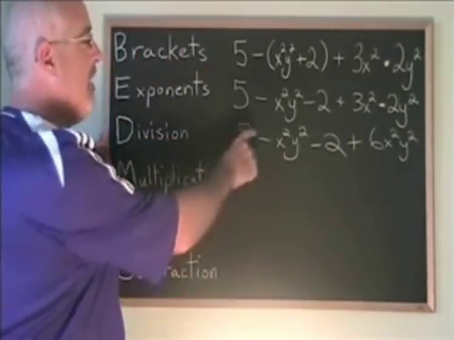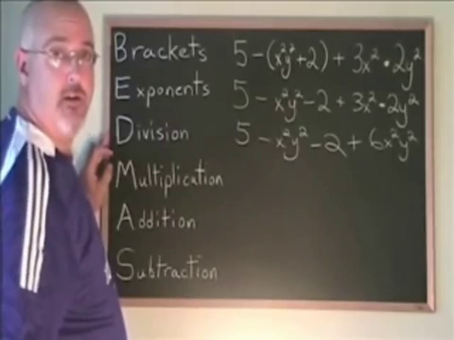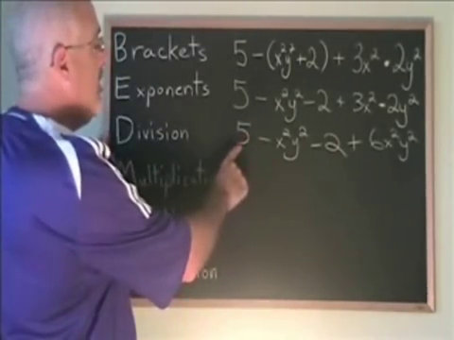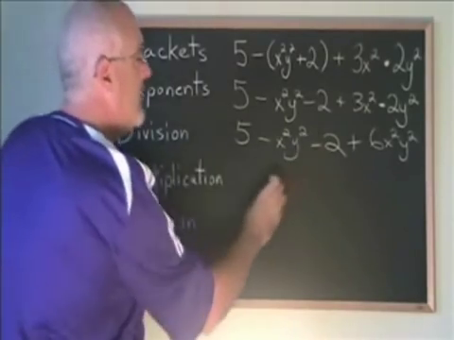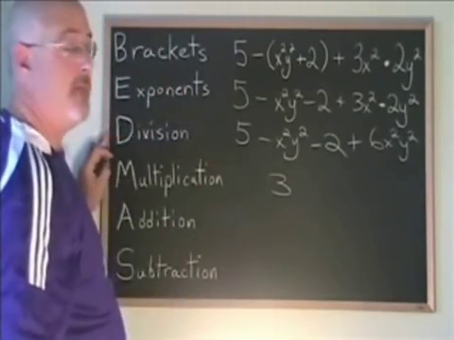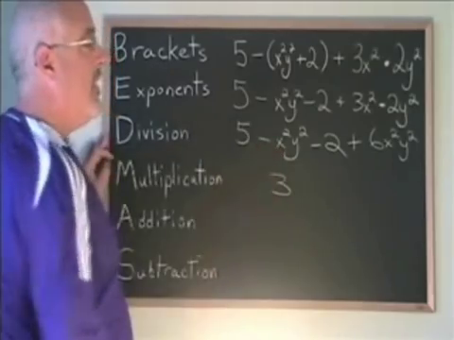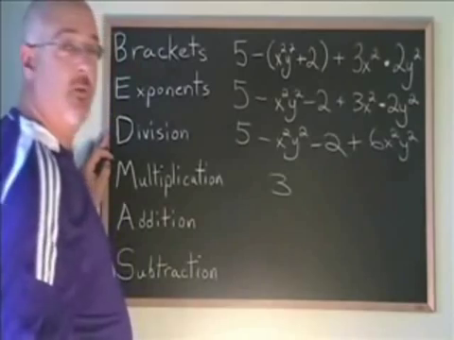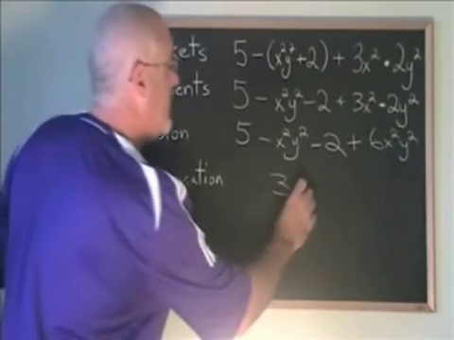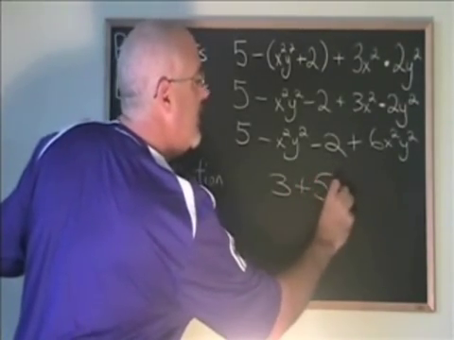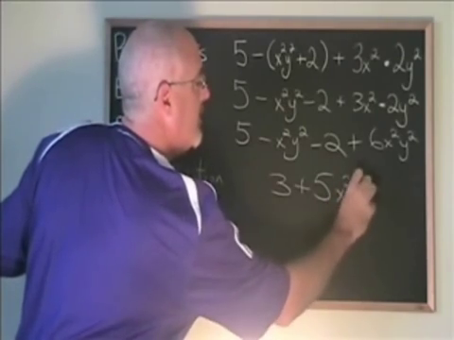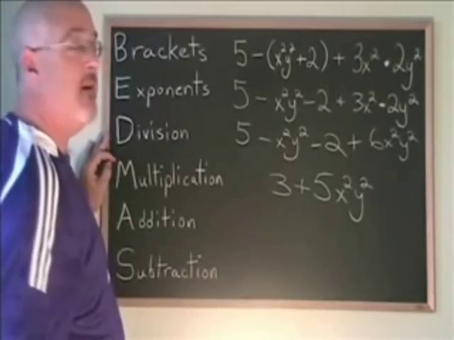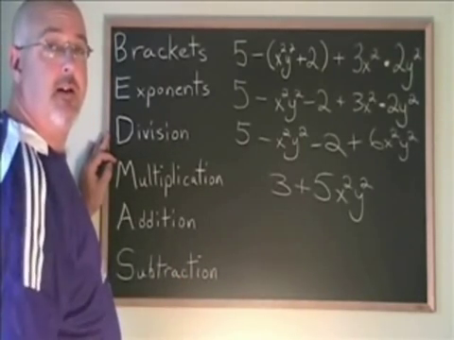Now I have nothing but subtractions and additions, and I am going to combine similar terms. With the constant terms, we have 5 minus 2, which gives us 3. With the x squared y squared, we have negative 1 x squared y squared plus 6 x squared y squared, which gives us positive 5 x squared y squared. There are no more operations that can be done because I no longer have any similar terms, so this is the answer.